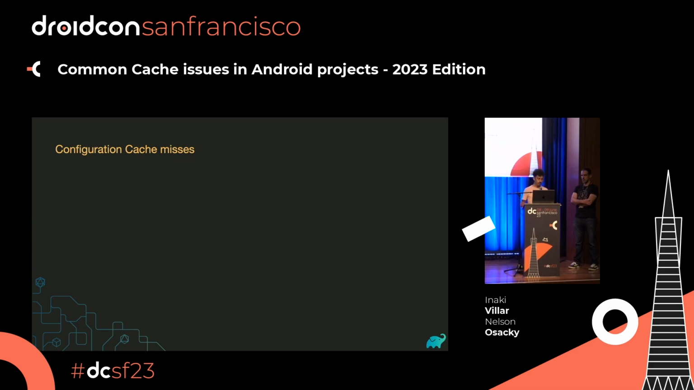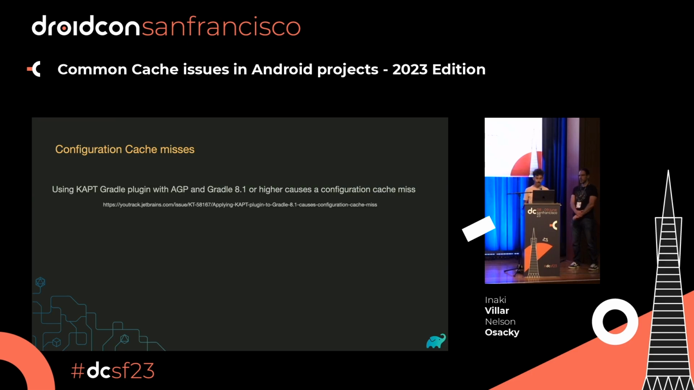Putting together a reproducer, basically any time that you're using kapt with the Android Gradle plugin and Gradle 8.1 or higher, you will have a configuration cache miss on your second build. So it's actually pretty easy to reproduce. You just apply kapt. So we filed a bug for it. We caught this because we run regression tests with configuration cache for our Android cache fix plugin. And when we updated to Gradle 8.1, our configuration cache test failed.